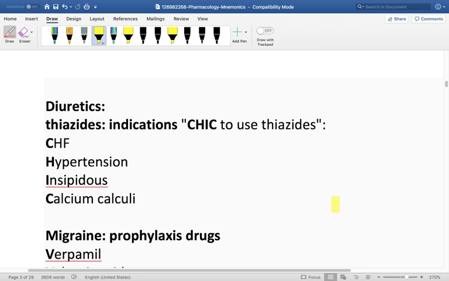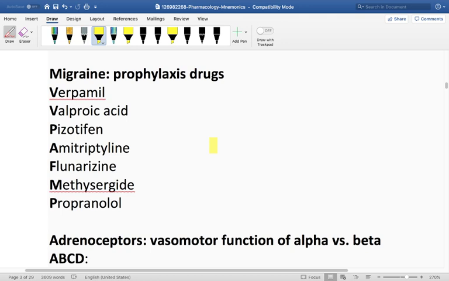Now, doctor, diuretics. Let's talk about it. What are the indications for thiazides? CHF, hypertension, diabetes insipidus, and calcium calculi. You should remember that these are all the scenarios where thiazides are basically indicated. Now, migraine, what is the prophylaxis of migraine, doctor?